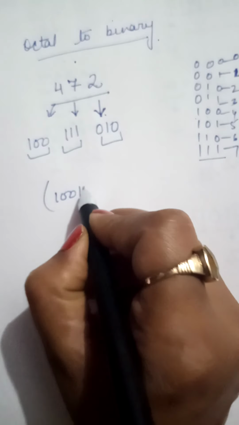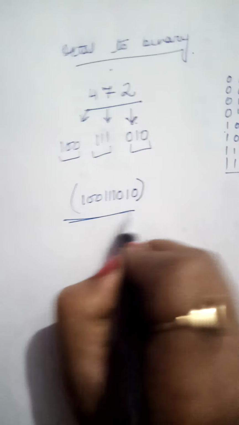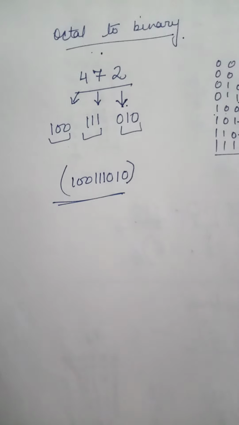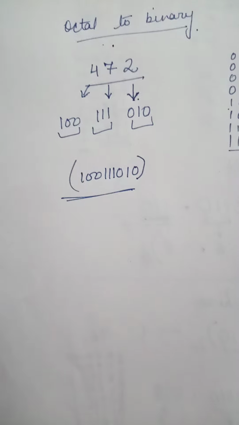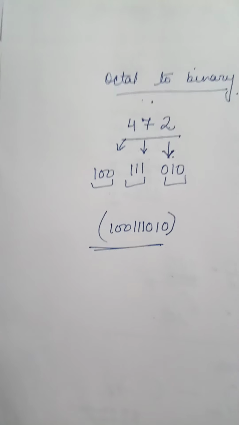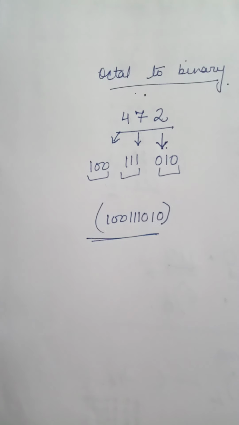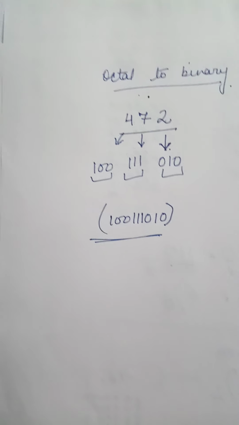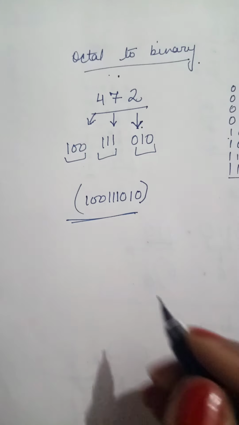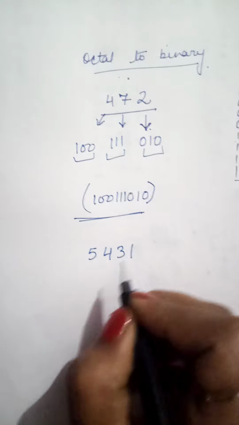Okay, now combine your answer. 1, 0, 0, 1, 1, 1, 0, 1, 0. Fine. So the binary equivalent of octal number 472 will be 100111010. Okay.